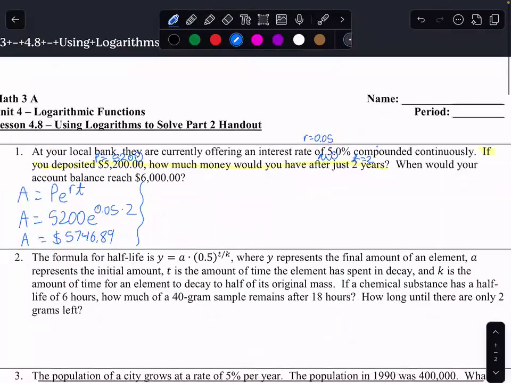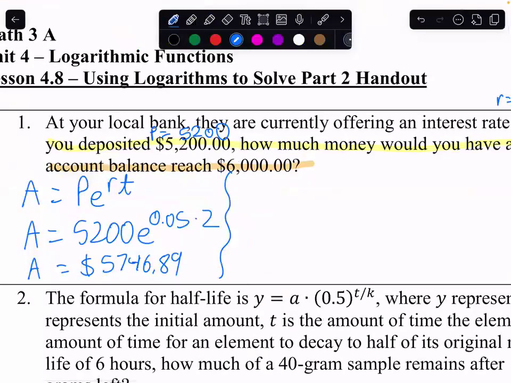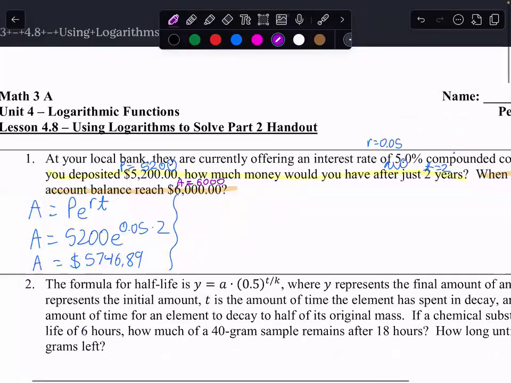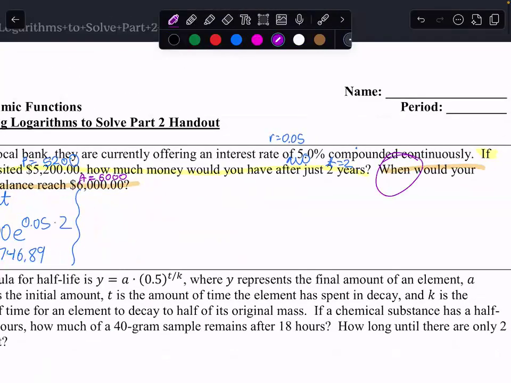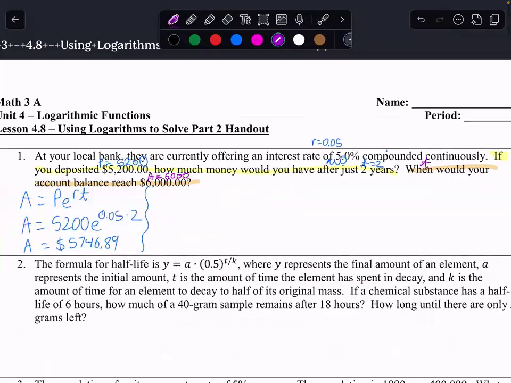The second question: when would your account balance reach 6,000? Okay, so this time I'm asking you for the balance. I'm telling you that I need A to equal 6,000. Okay, and now the question is when, meaning what time? So t is the unknown for this problem.